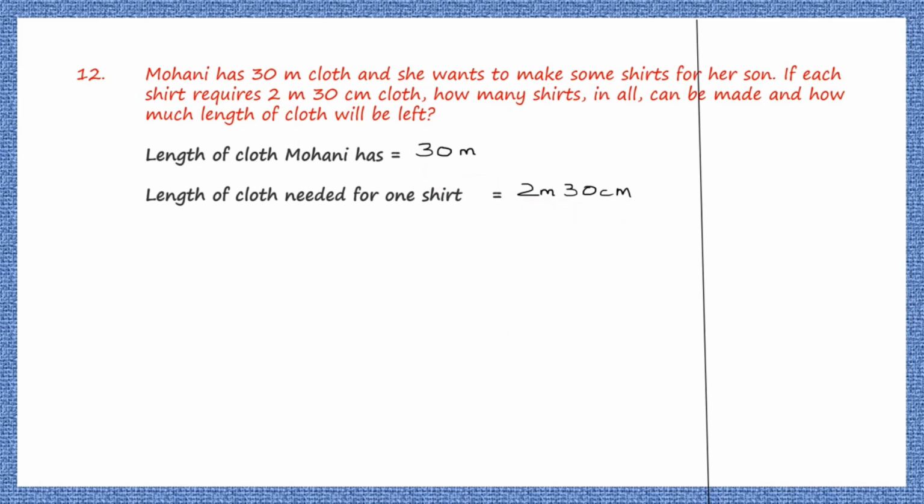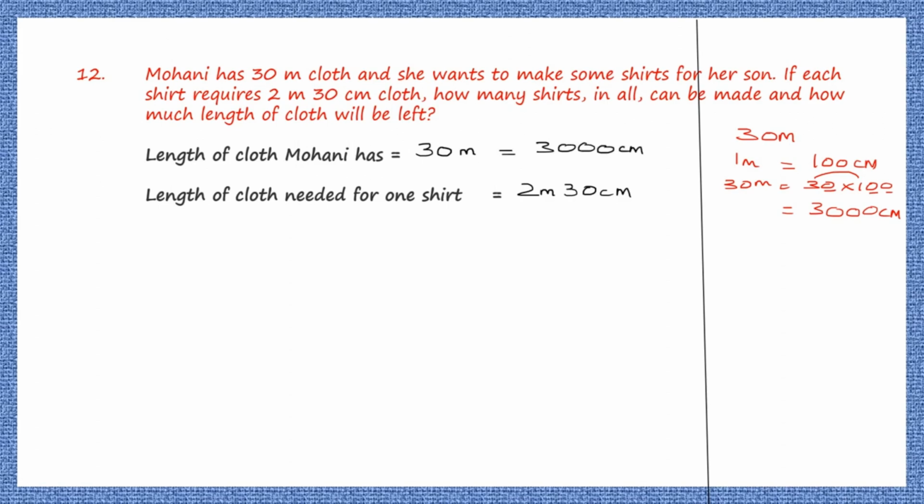So 30 meters, we're going to convert it to centimeters. In 1 meter, we have 100 centimeters. So 30 meters will be 30 into 100 and that will be 3 ones are 3 and then add the zeros. 1, 2, 3 centimeters. So this we have converted to 3000 centimeters.